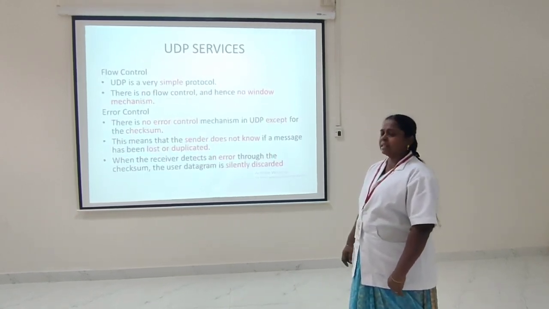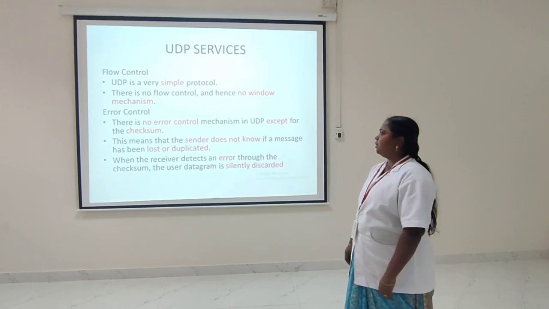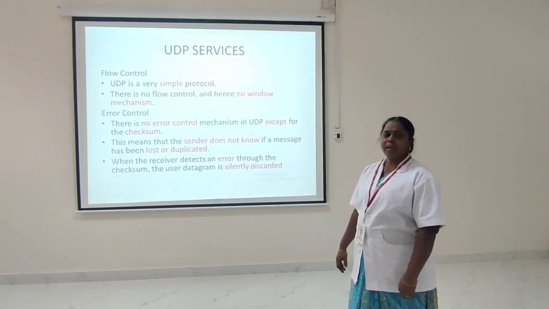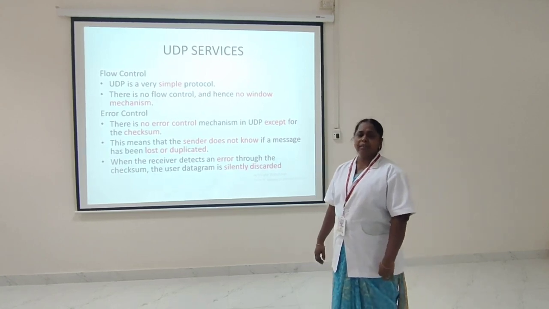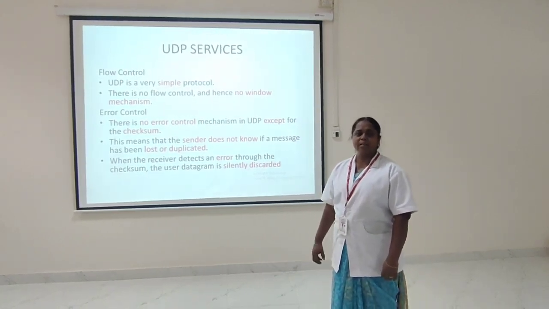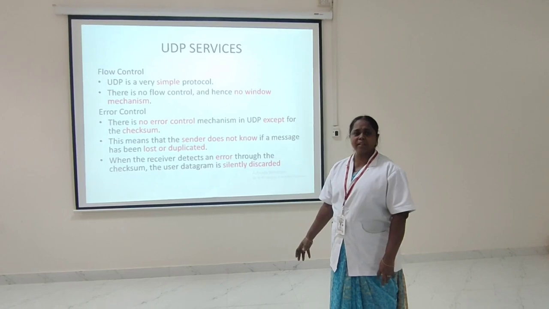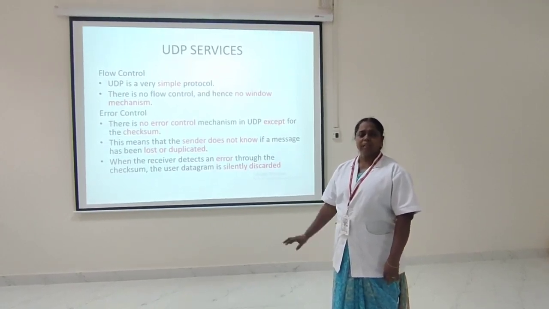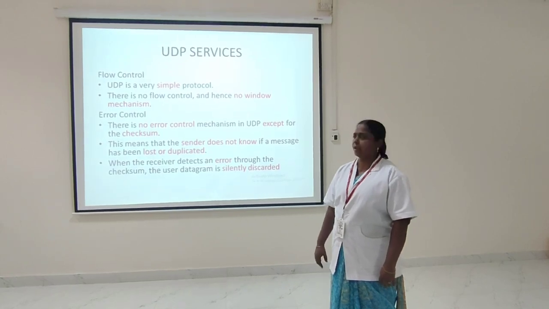Flow control. It is a very simple protocol. There is no flow control, and hence no window mechanism is required. The window mechanism is nothing but acknowledgement verification. Once a request is sent and received by the receiver, it sends an acknowledgement. That is called a sliding window. In UDP, no sliding window is required.